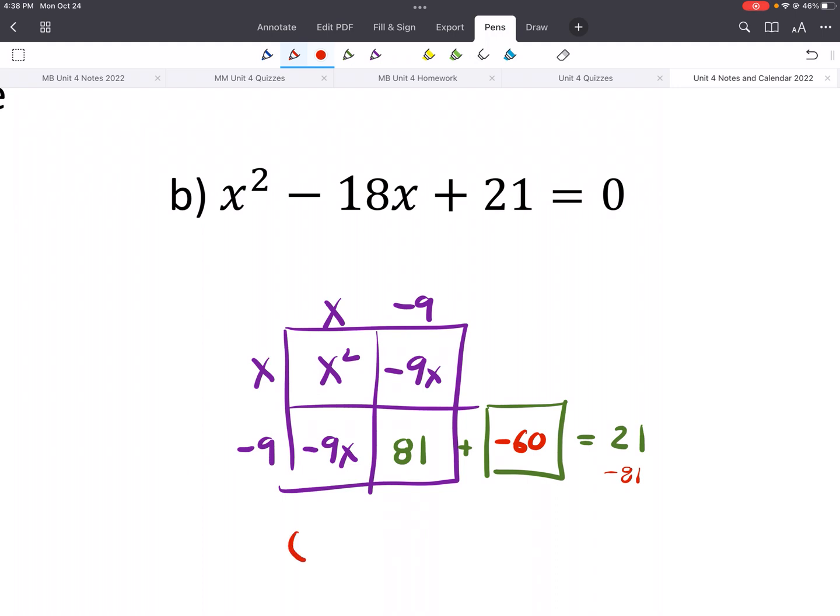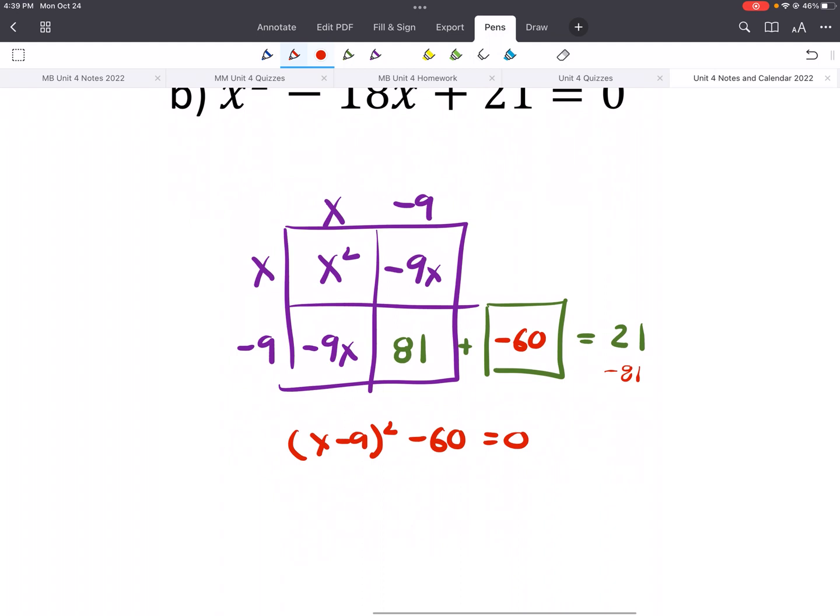Okay, so now we can write down our equation, and then we'll just solve using square roots. So add, subtract first.